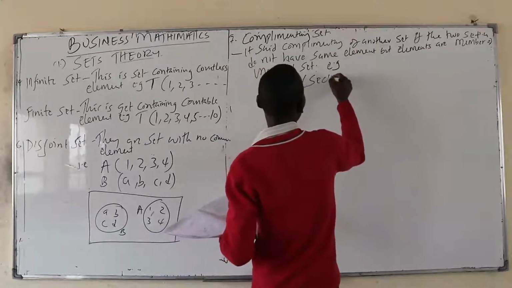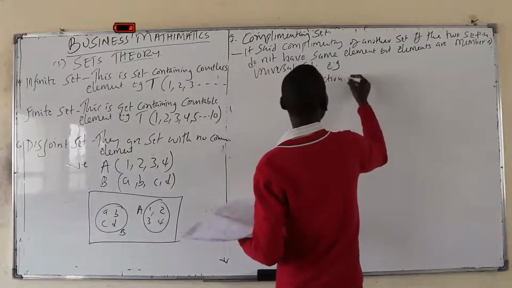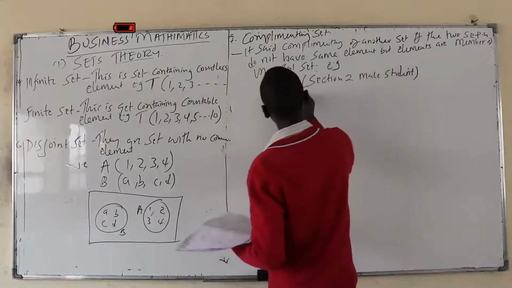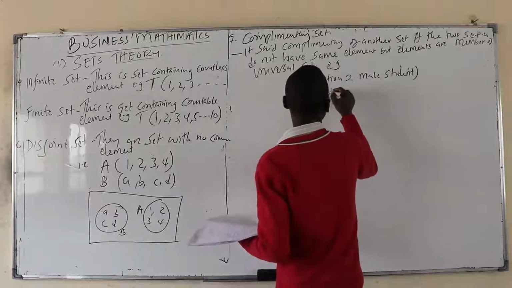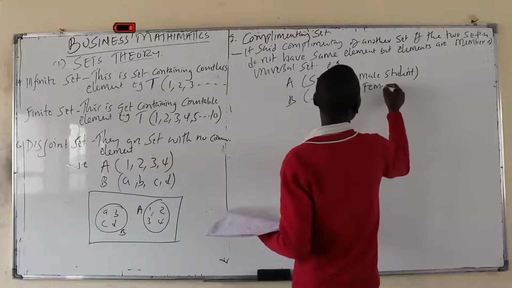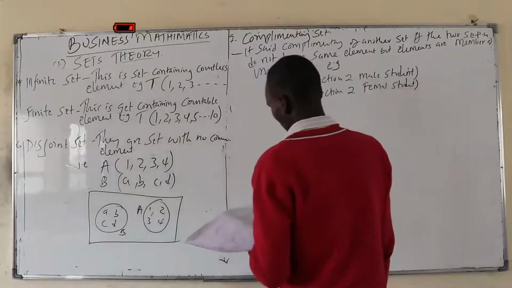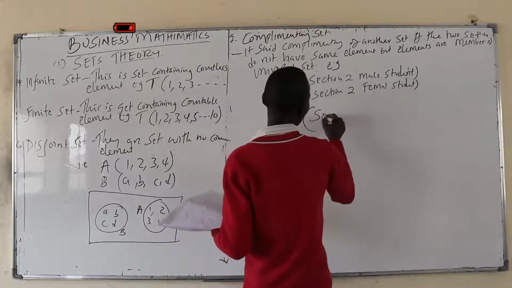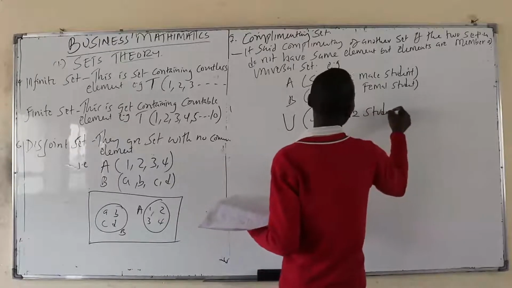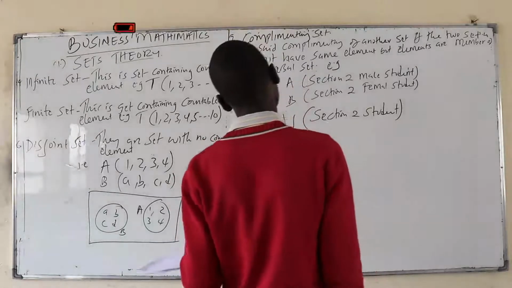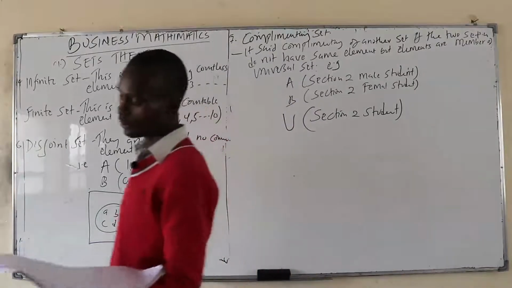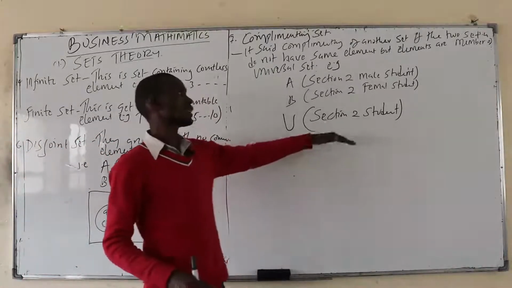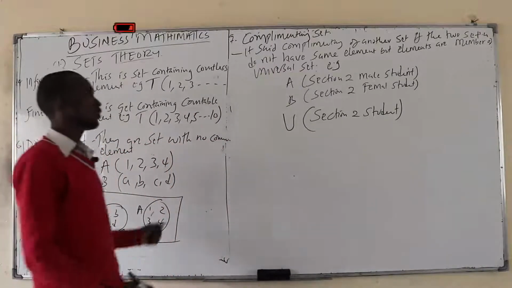Then we also have something known as complementary sets. It's another type, type 7, complementary set. They say a set is said to be complementary of another set if the two sets do not have the same element, but the elements are members of the universal set.